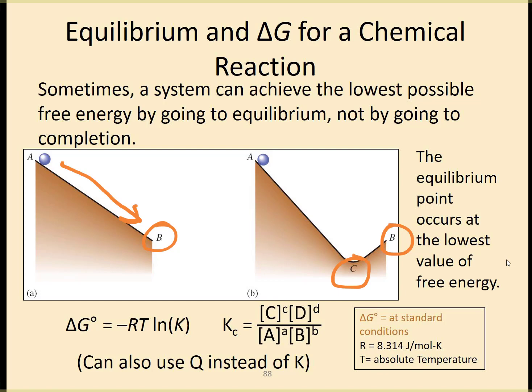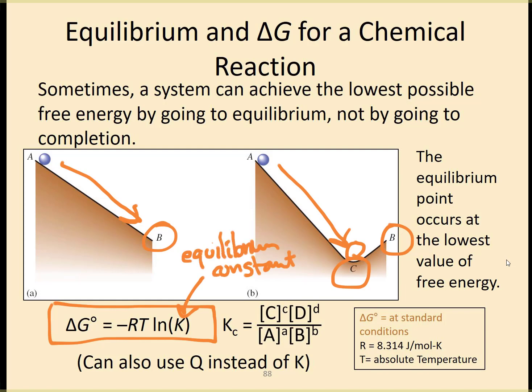So again, the equilibrium point will occur at the lowest value of free energy. So things will settle at equilibrium right there. There's a formula on your data sheet, and it looks like this. And this K, that is your equilibrium constant. And this equilibrium constant could be a KSP, or it could be just a general KC. But remember all the rules for equilibrium, and now we're just applying it to our free energy.